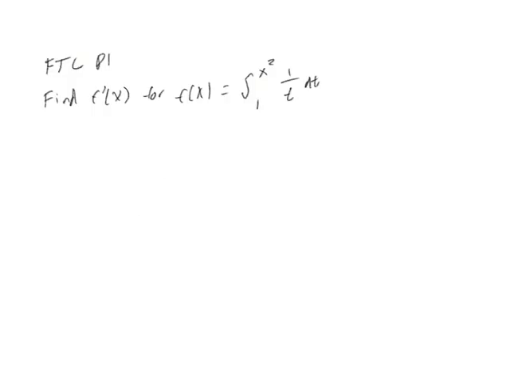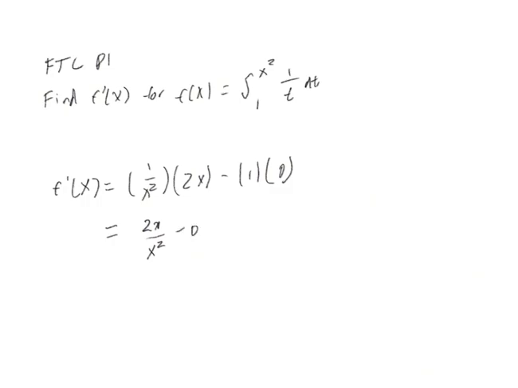Now we can plug all these values in, and we'll get f prime of x equals 1 over x squared times 2x minus 1 times 0. And as we simplify the expression, we get that f prime of x equals 2x over x squared, because when you multiply 1 over x squared times 2x, minus the product of 1 times 0, which is just 0. So f prime of x equals 2 over x as our final answer.